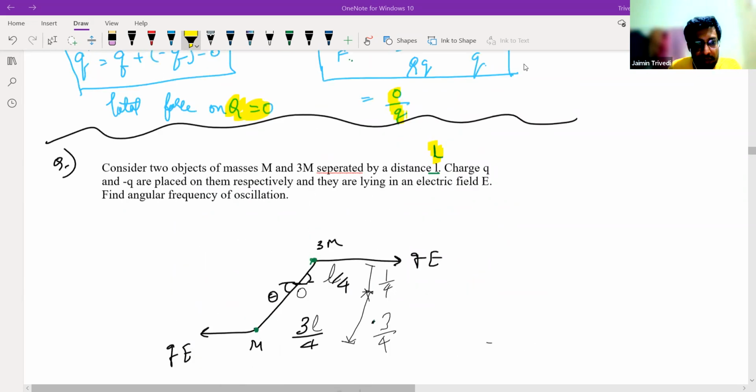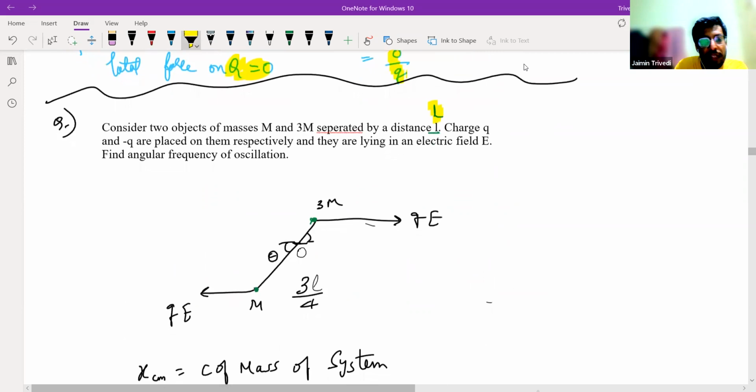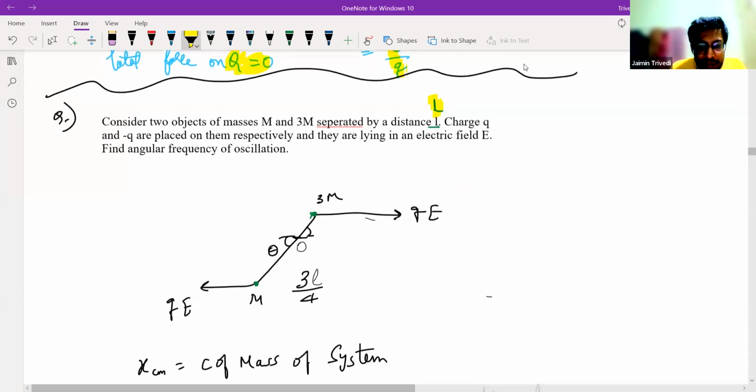What it says: consider two objects, and all this nonsense I'll erase it. Okay, consider two objects of mass m and 3m separated by distance L. So this distance is L, with m and 3m somewhere; it doesn't matter, it can be anywhere. One should be plus q and one should be minus q. No, m: this is plus, this is minus.